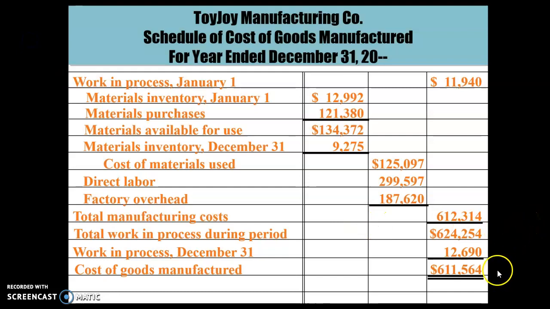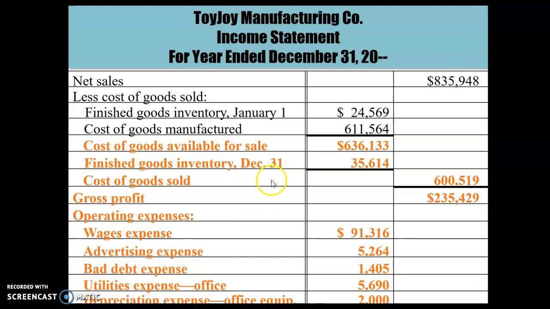Okay, so once we have this cost of goods manufactured, then we can go back to the income statement. Here's our heading. Okay, we have our net sales. Then we have to show our cost of goods sold formula, which is beginning finished goods inventory plus the cost of goods manufactured that we just showed on the previous schedule. We add those 2 together. Okay, that's the cost of the goods that were available for sale.